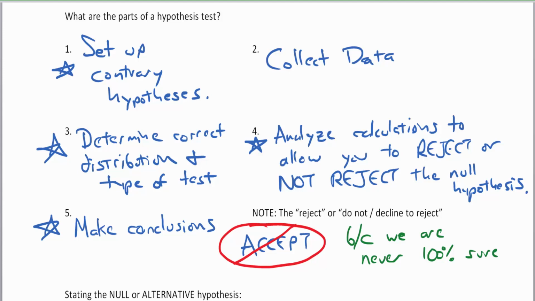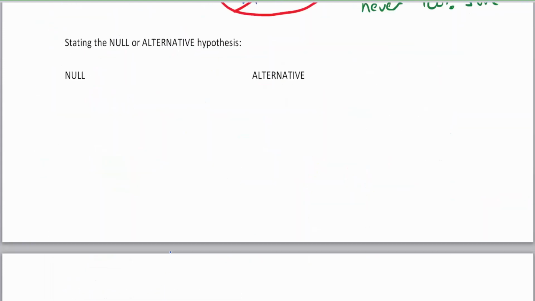All right, so those starred processes are going to be part of our hypothesis tests, which is going to be in the next series of videos. But this series of videos is going to kind of walk you up to starting to do a hypothesis test. And what we need to do is teach you what a null and an alternative hypothesis is.